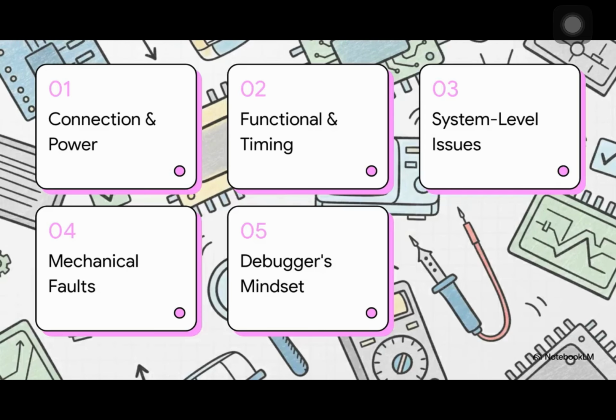Okay, so here's our game plan. We're going to start with the absolute basics, connection and power. From there, we'll level up to the trickier stuff, functional and timing. Then zoom out to system-level issues. And finally, mechanical faults. And to wrap it all up, we'll talk about the most important piece of the puzzle, having the right debugger's mindset.